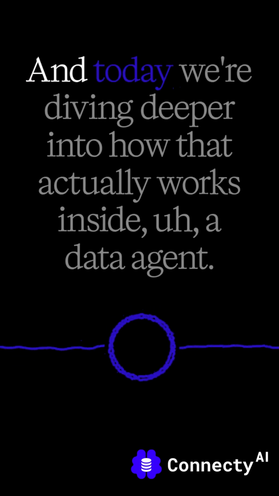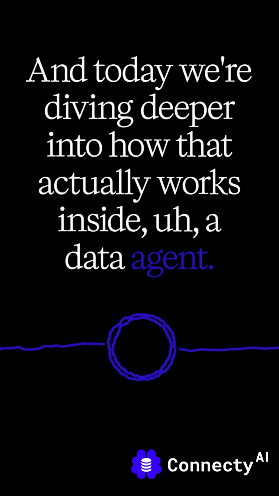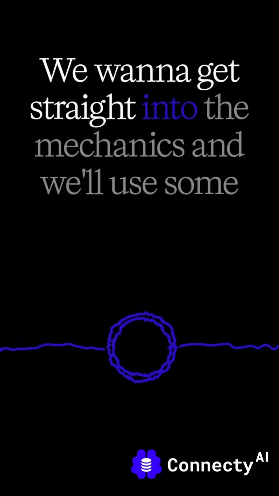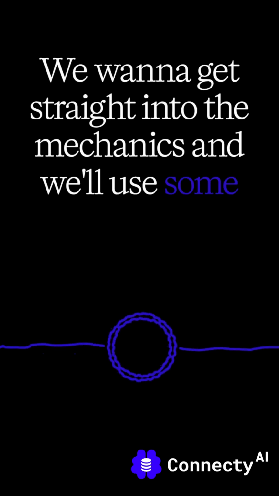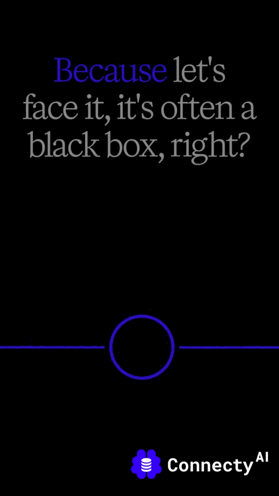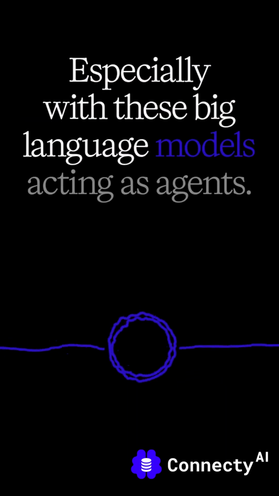Exactly. And today, we're diving deeper into how that actually works inside a data agentic AI system. You know, those AIs that work with data on their own. Yeah, we want to get straight into the mechanics. And we'll use some hopefully clear visual analogies to make it easy to grasp because, let's face it, it's often a black box, right? Yeah. Especially with these big language models acting as agents.